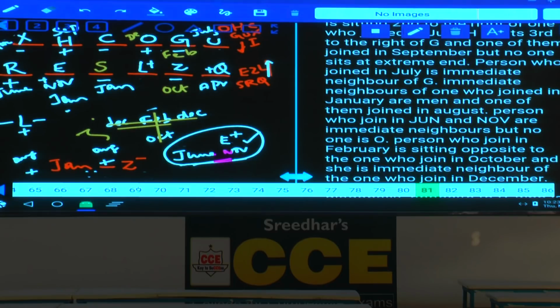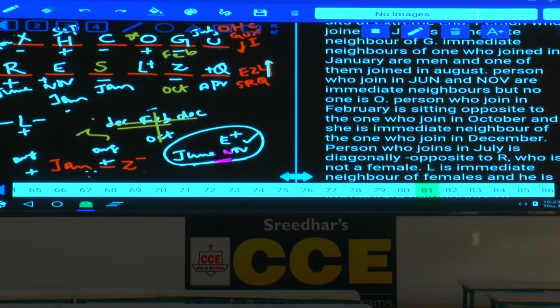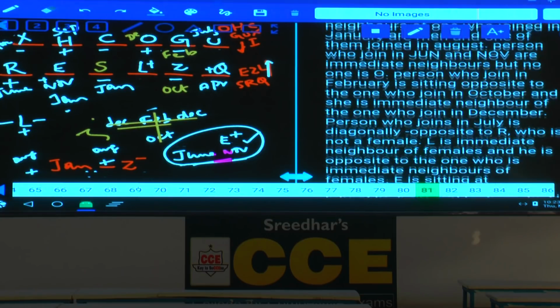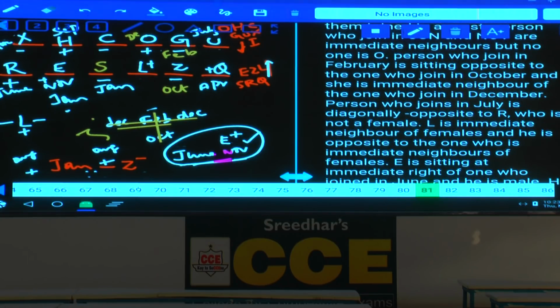And the person who joined in February is seated opposite to the one in October. Feb and October are opposite to each other. And C is February, a female. And C is an immediate neighbor of the one who joined in December. The person who joins in July is diagonally opposite to R. R is not a female, so R is a male. L is an immediate neighbor of females. S and Z are females. And he is opposite to the one who is a neighbor of females. O is an immediate neighbor of females.